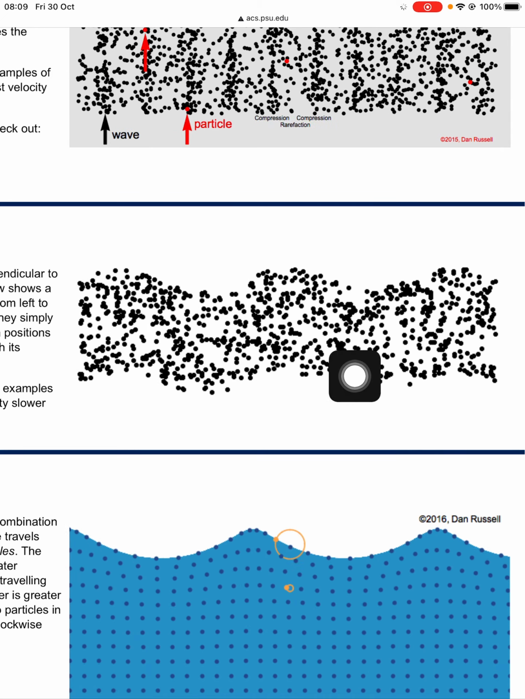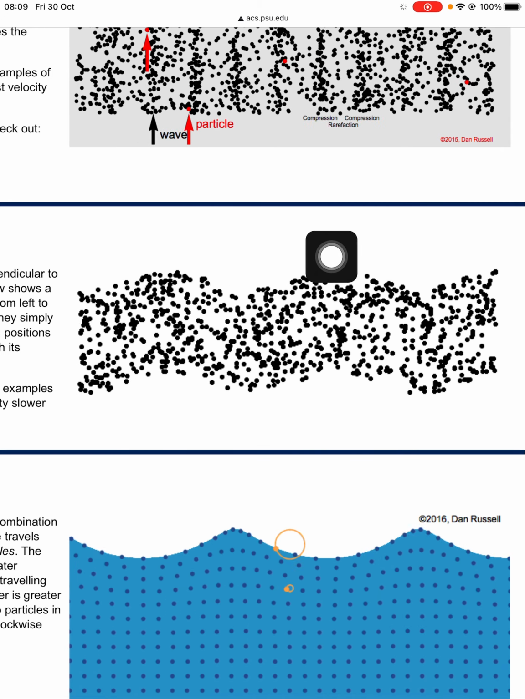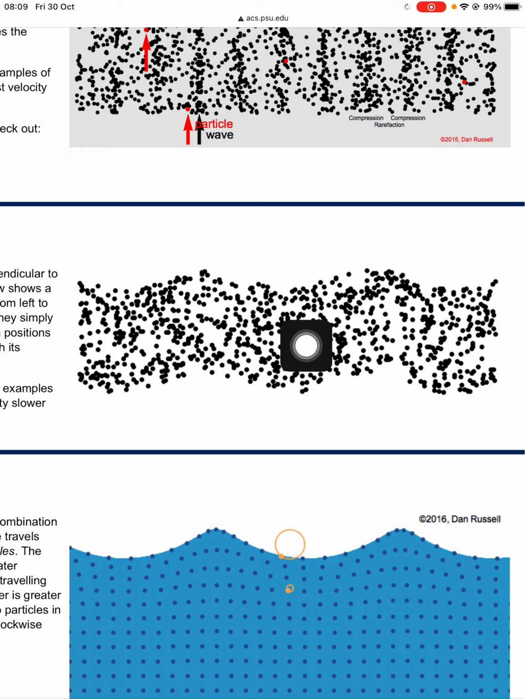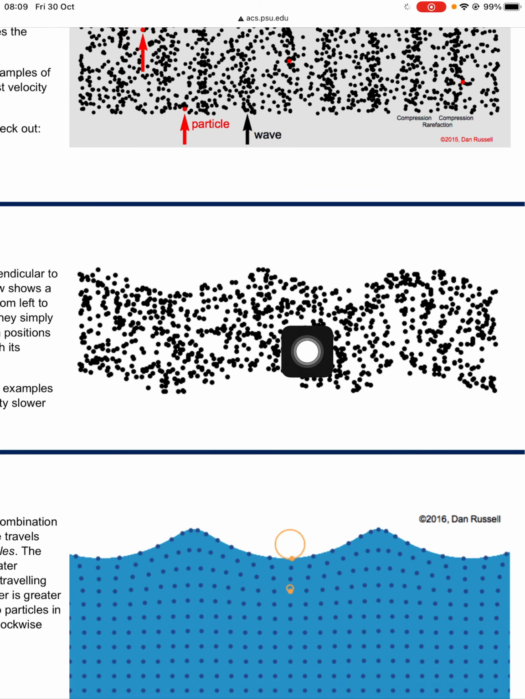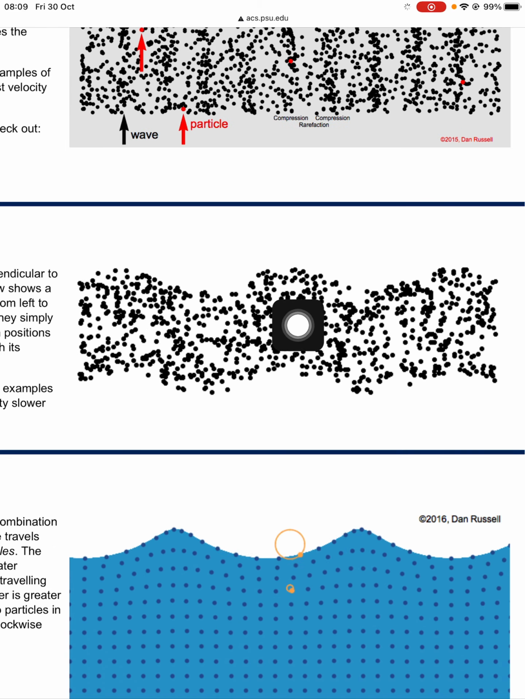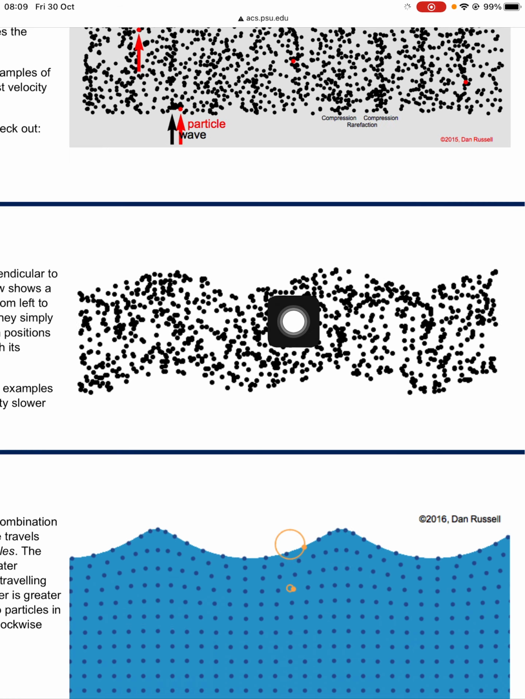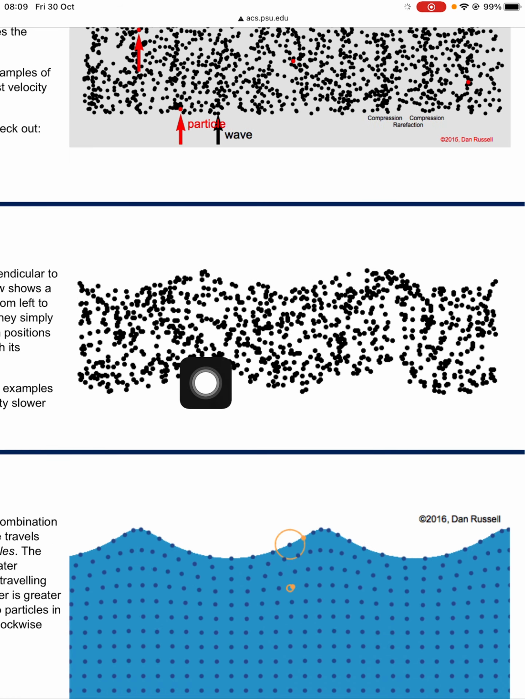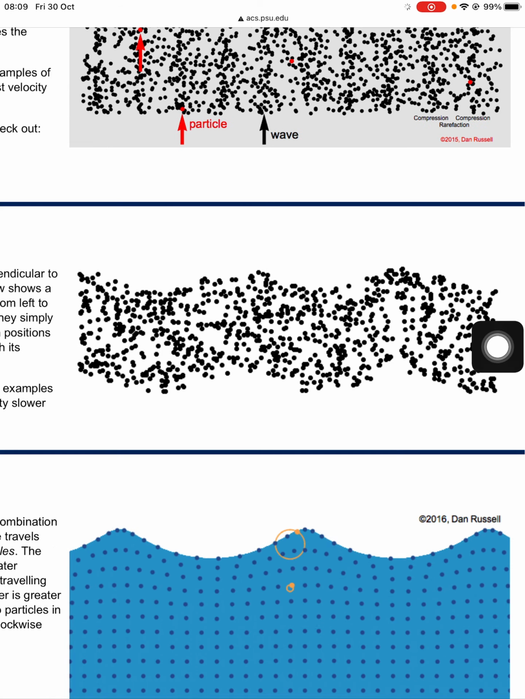So you can see that the wave is just propagating to the right-hand side, right? But the molecules of the wave are just oscillating up and down, which is perpendicular to the direction of the propagation. So this type of wave is called the transverse wave.